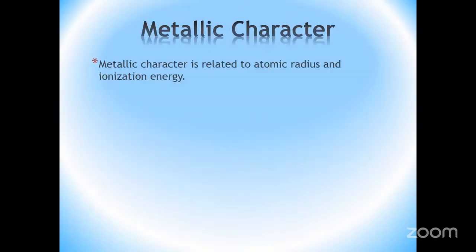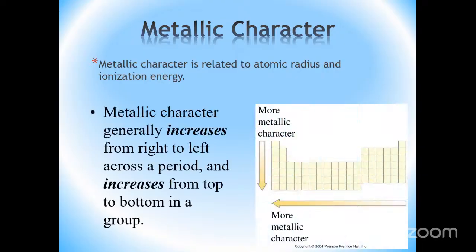The next trend we're going to talk about is what we call the metallic character, which is related to both the atomic radius and the ionization energy. The metallic character trends in the periodic table are as shown in this diagram. As you go from top to bottom of any group, or from right to left of any period, the metallic character increases. That's the trend as far as the metallic character of elements is concerned as it relates to where they're located in the periodic table.